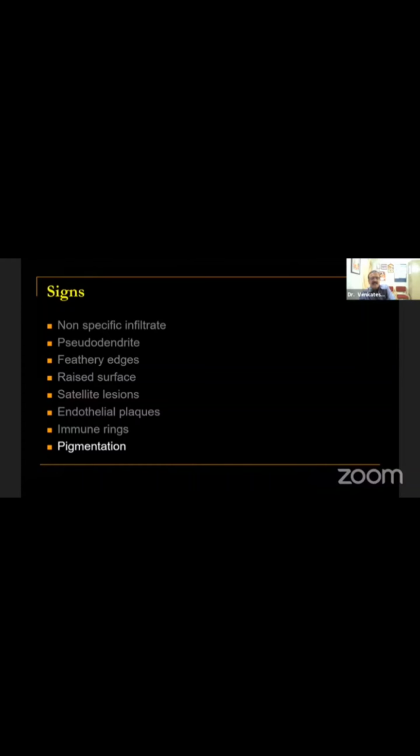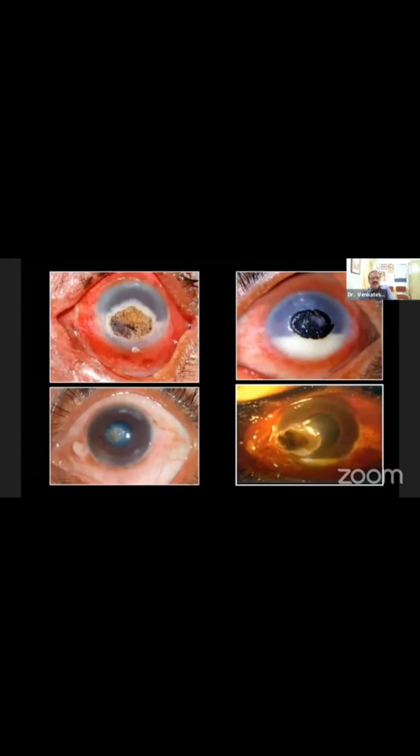When pigmentation happens, the diagnosis is fairly clear. As you can see, very nice pigmentation. This is almost like a leopard skin, right? This was Aspergillus again, and Aspergillus terreus. You have multiple things, but when something like this is there, you have to be careful, especially when you are not able to see the pupil fully.